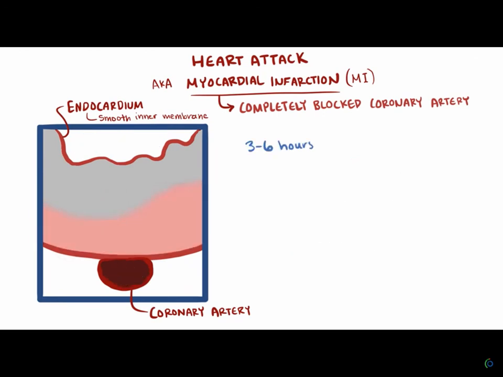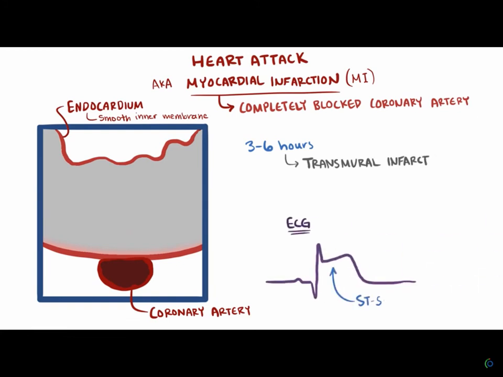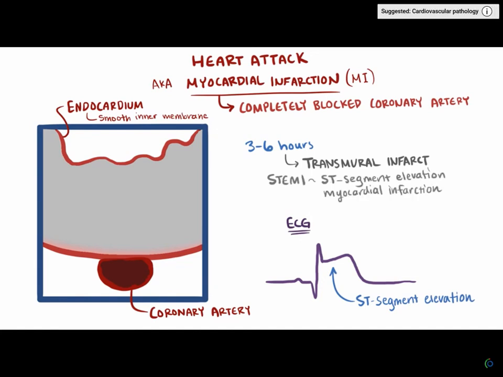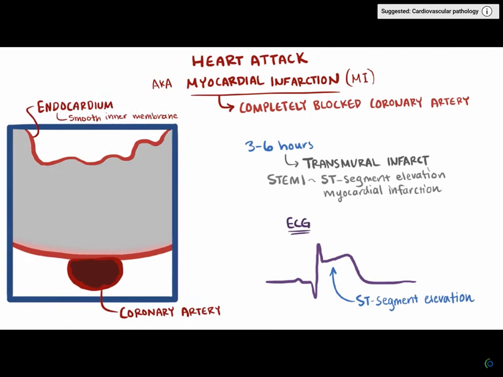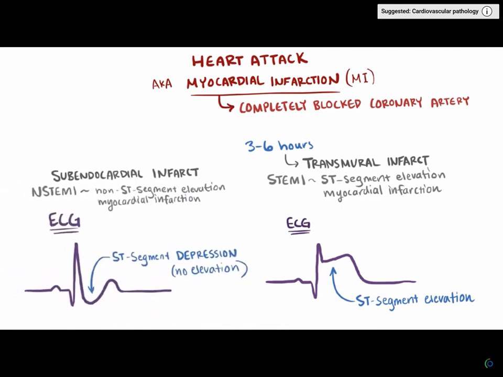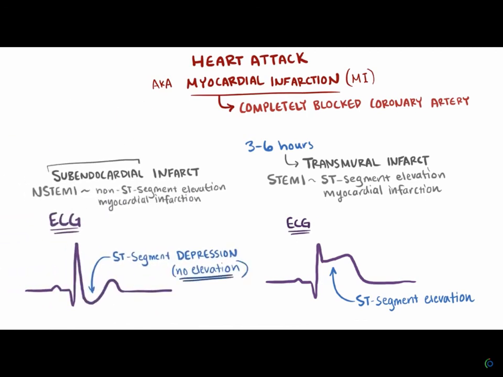After about 3 to 6 hours, though, the zone of necrosis extends through the entire wall thickness, called the transmural infarct, which this time shows up as ST segment elevation on ECG, which is why they're sometimes called STEMIs, or ST elevation myocardial infarctions. So the difference between NSTEMIs and STEMIs is that NSTEMIs don't have ST segment elevation, and these are caused by partial infarct of the wall, whereas STEMIs have ST segment elevation and involve the whole wall thickness.